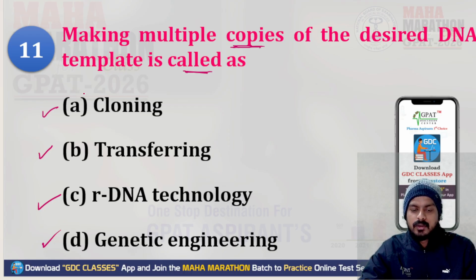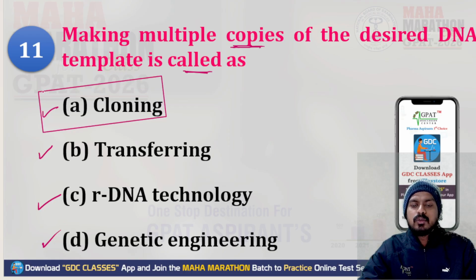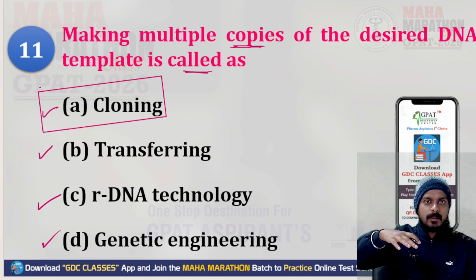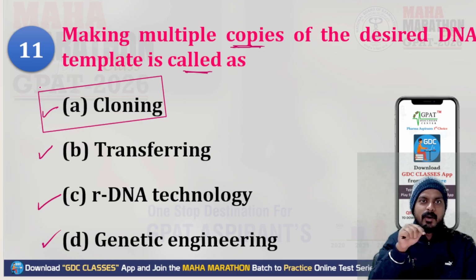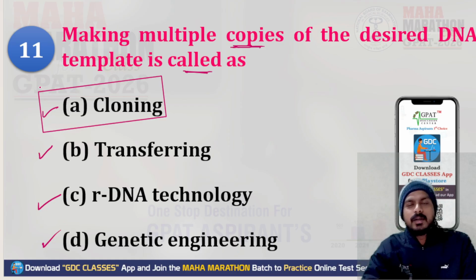So this is very good. Option A is the correct answer, cloning. Cloning means just like a photostat or Xerox copy. You place a paper and you type 20 copies, so automatically 20 prints will be made. This process works just like that.